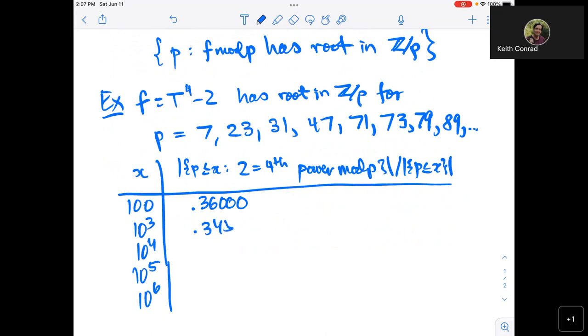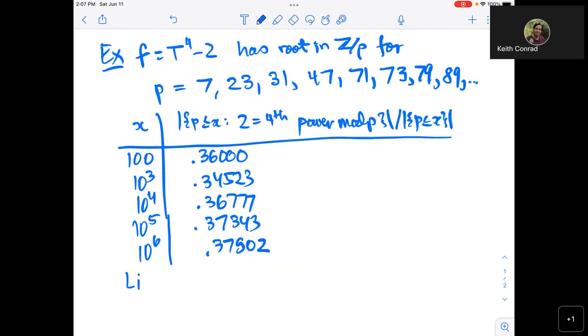Then 0.34523, 0.36777, 0.37343, 0.37502. Anybody want to take a guess what the limit might be? 3/8. 0.375. Okay, and in fact, that is the correct answer. And let's see how the Chebotarev density theorem helps us to figure this out.